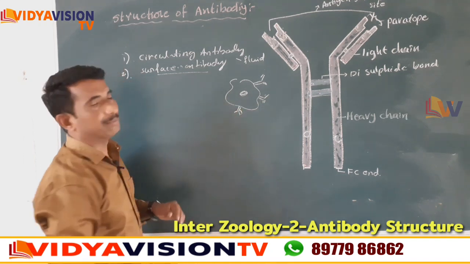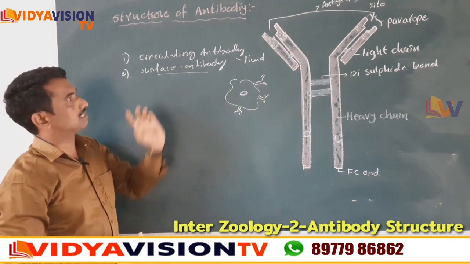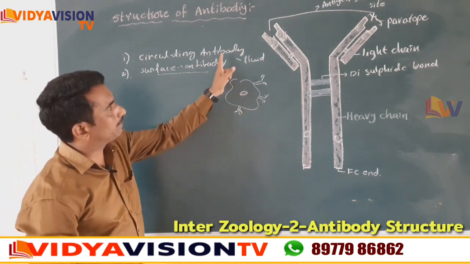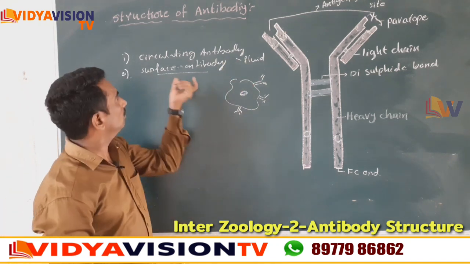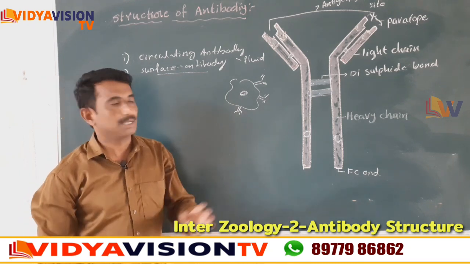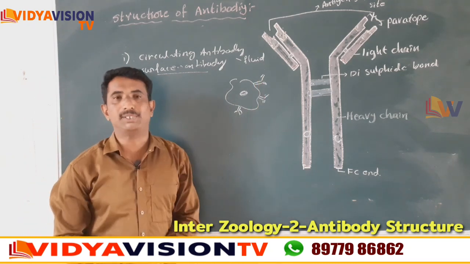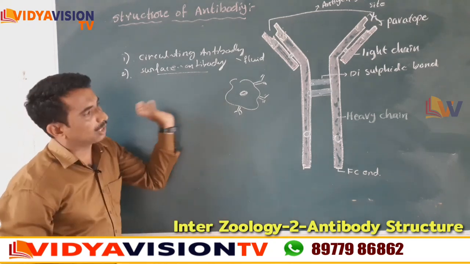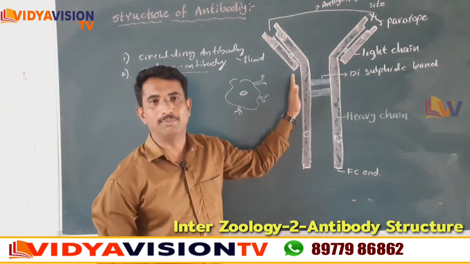Okay, the antibodies are of two types. One is circulating antibodies, also known as free antibodies. They are present in fluid. Now, the surface antibodies are present on the surface of mature B cells or B lymphocytes. Okay, now this is the structure of antibody, children.